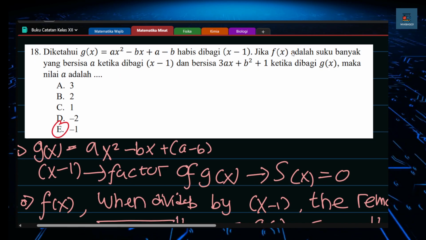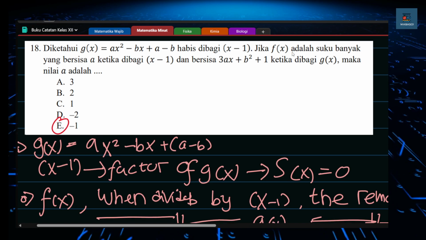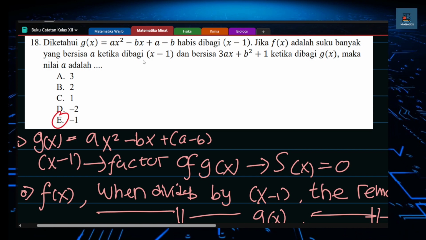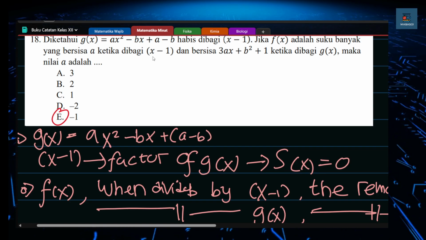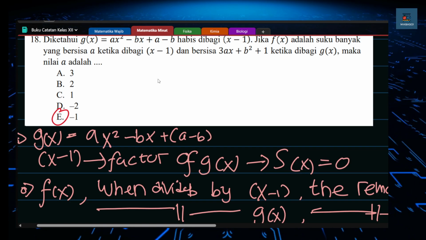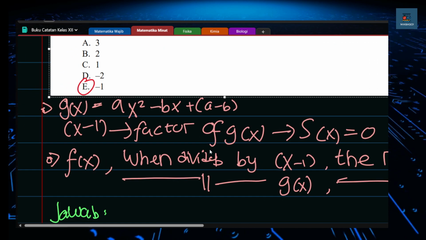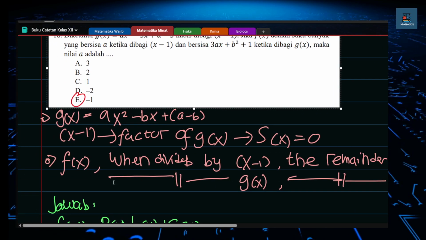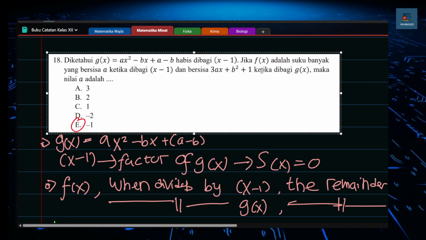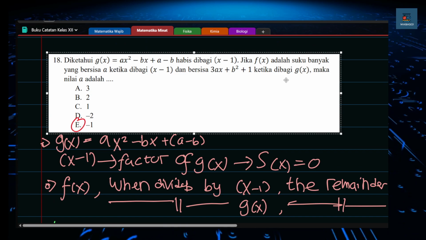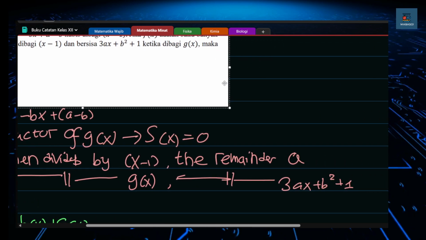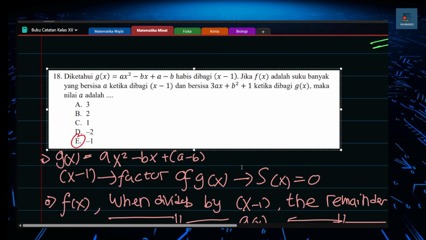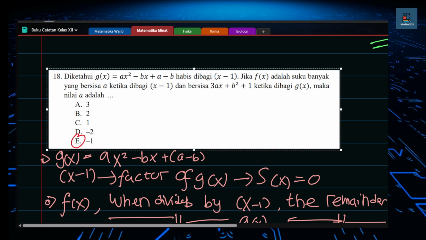The second information that we got from the question is that we have a polynomial f(x). We don't know the degree of the polynomial, but we know that if f(x) is divided by x minus 1, it will have a remainder of a. And when f(x) is divided by g(x), it will have a remainder of 3ax plus b squared plus 1. The question asks for the value of a.